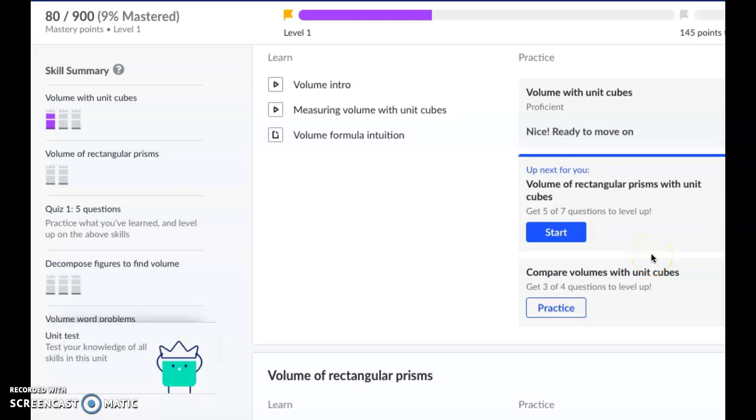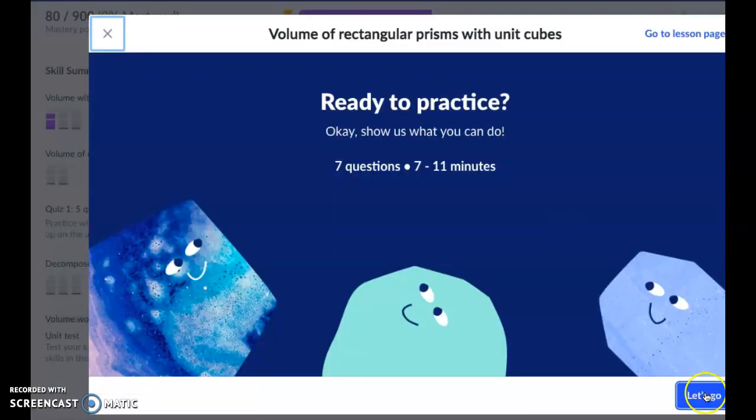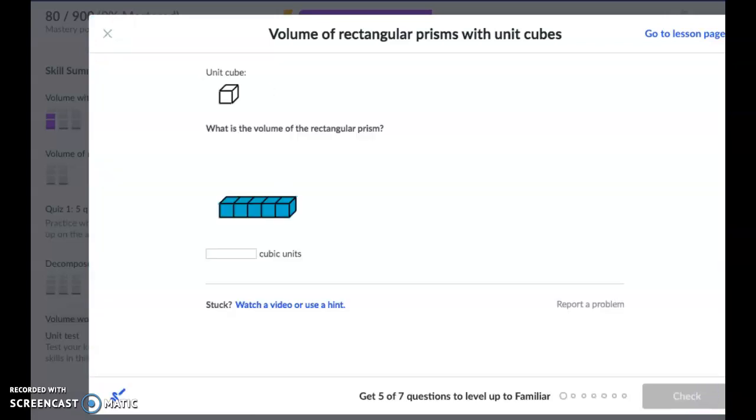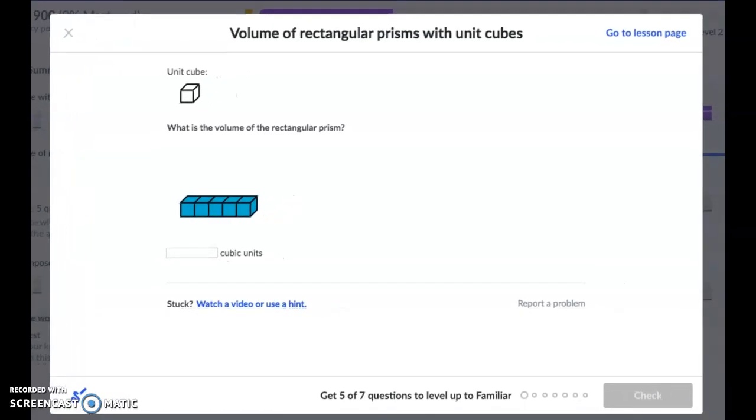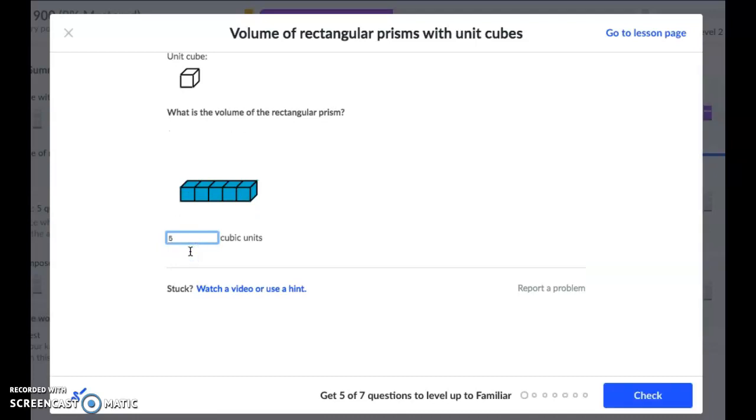Khan Academy, volume, and we're working on the second subtopic, volume of rectangular prisms with unit cubes. So we can see that the unit cube again looks like this, and it asks what is the volume of the rectangular prism. All we're looking at here is the same as the previous lesson. They're just calling this the volume of the rectangular prism instead of asking us to count the cubes. So we've got 1, 2, 3, 4, 5 cubes there. So it's going to be 5 cubic units.